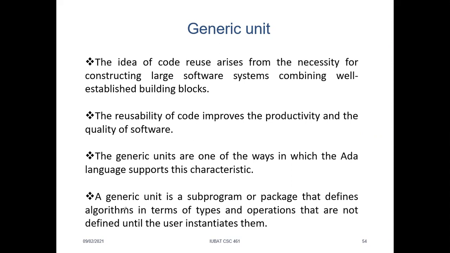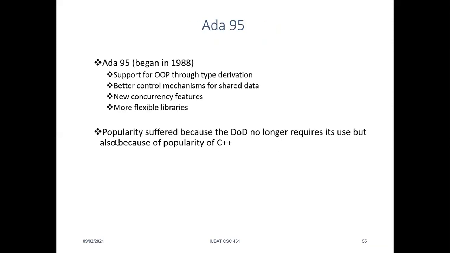So the definition is here: a generic unit is a subprogram or a package that defines algorithms in terms of types and operations that are not defined until the user initiates them. With normal functions, you have to write everything and define the operations, but in a generic unit you don't have to define them. Whenever you initiate the variables or the function call, only then does it get executed. So it's a little bit different; you can compare it with a library function. So that's all, I will discuss Ada in the next class.